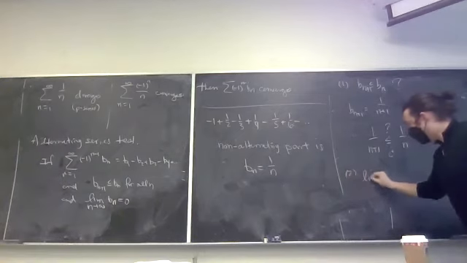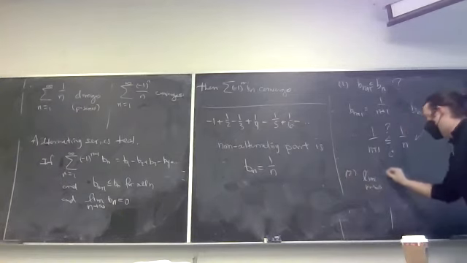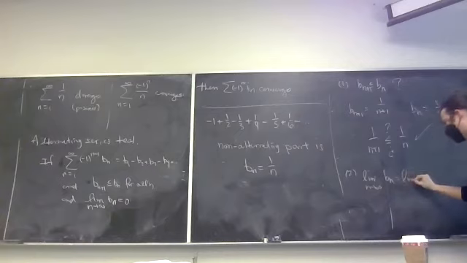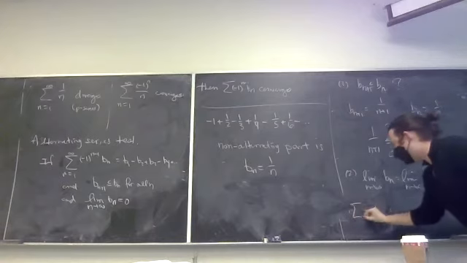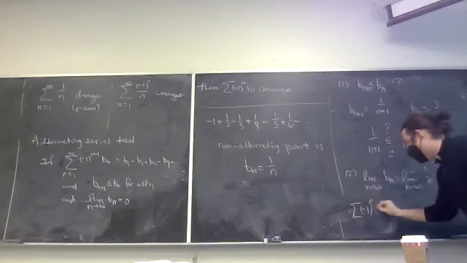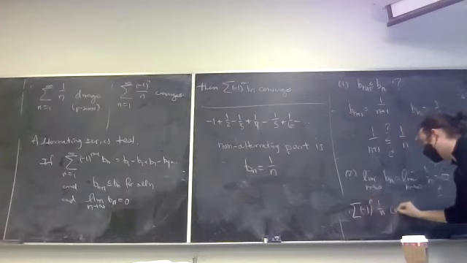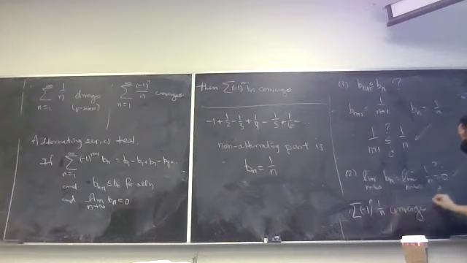Condition 2 is: is the limit as n goes to infinity of b(n), which is the limit as n goes to infinity of 1 over n, equal to 0? Yes. The limit of this is 0 as n goes to infinity. Check. Therefore, the sum of (-1)^n times 1 over n converges by the AST, the alternating series test. To use the alternating series test means to check both conditions.